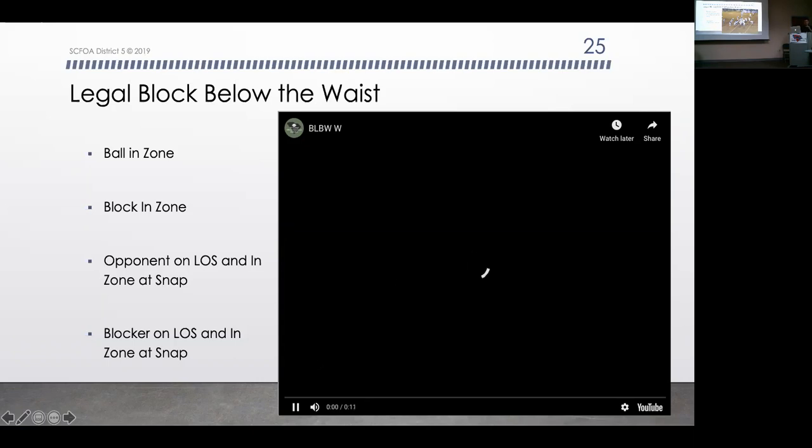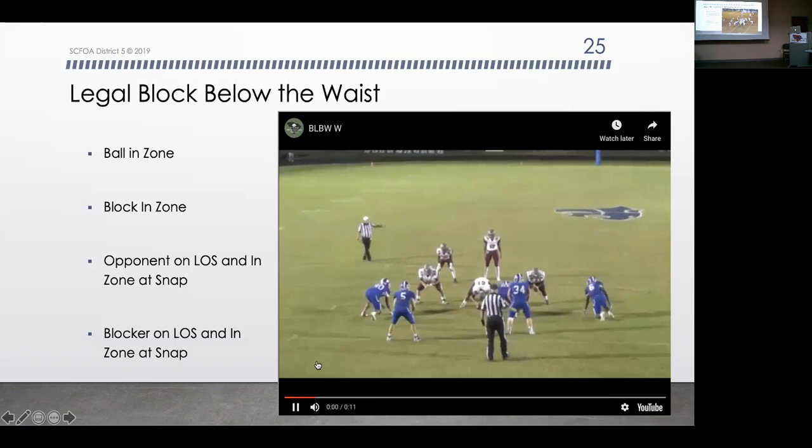So again, the defense is allowed reasonable allowance here to contact a simulated runner, and he must avoid him.